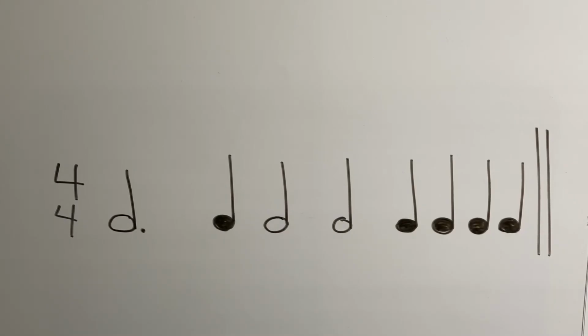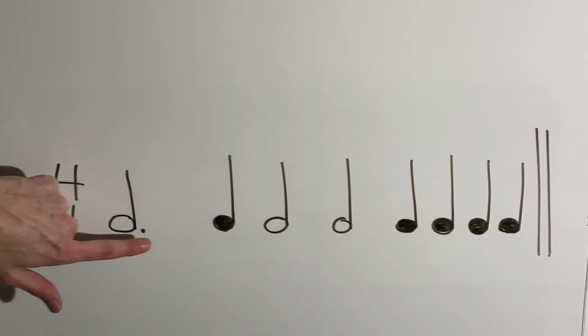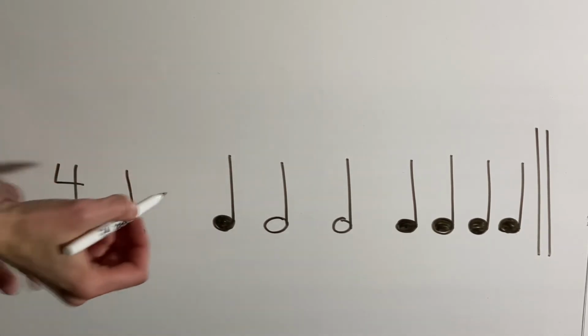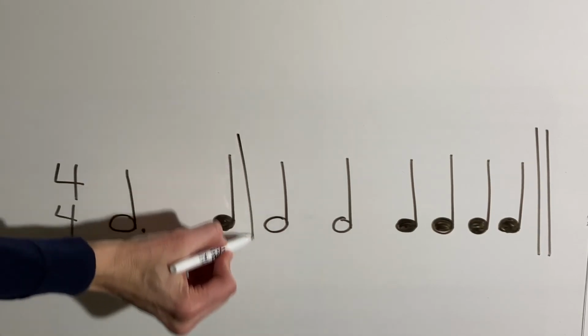Here's our no bar line example for 4/4. 4/4 means there are 4 counts in a measure, and a quarter note is getting our 1 count. We have a dotted half note. That's 1, 2, 3, 4. Then we need a bar line because we filled our measure.